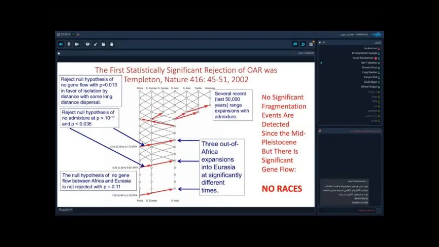And after that, there's more gene flow, there's a few more population expansion events, but always coupled with admixture and interbreeding. And the one thing that is absent in this whole diagram is there were no significant fragmentation events that would lead to separate lineages in humans since the mid-Pleistocene. Maybe there were some in the early Pleistocene, but certainly since the mid-Pleistocene, there were no separate lineages of humanity anywhere in the world. But there was significant gene flow, both due to isolation by distance, isolation by resistance, and long-distance dispersal. So in other words, there were no races because races demand that we have separate evolutionary lineages within the species, and there are none.